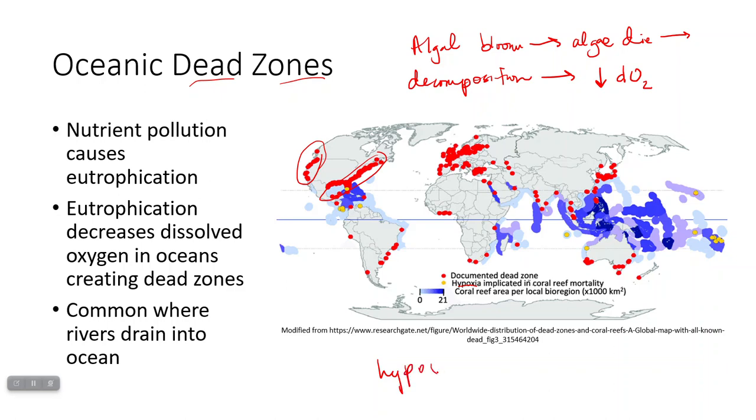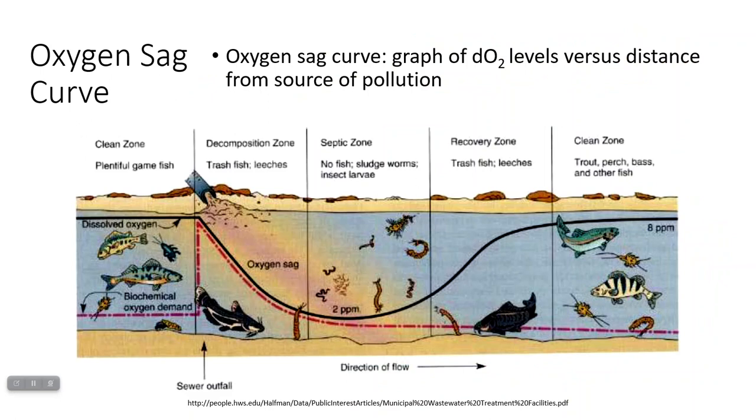And then there are some other areas where you have hypoxia. Hypoxia means you have low dissolved oxygen. And so that's going to cause increased death of organisms in the area.